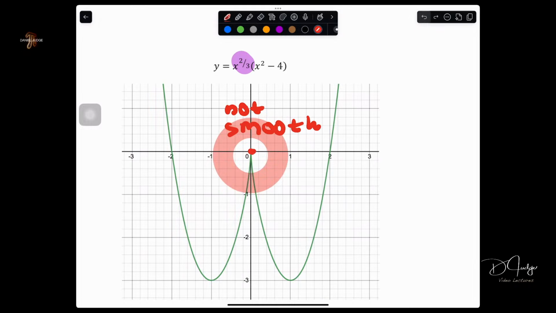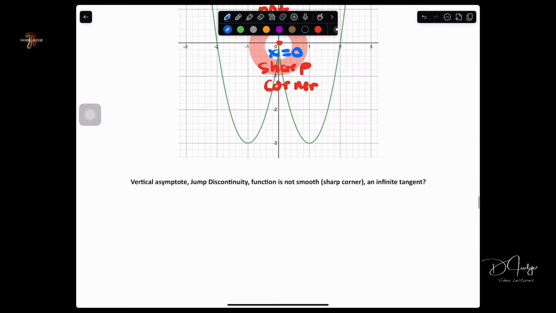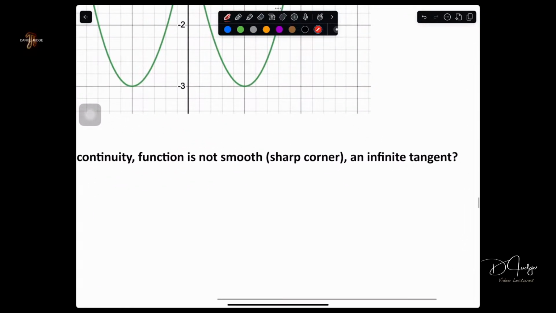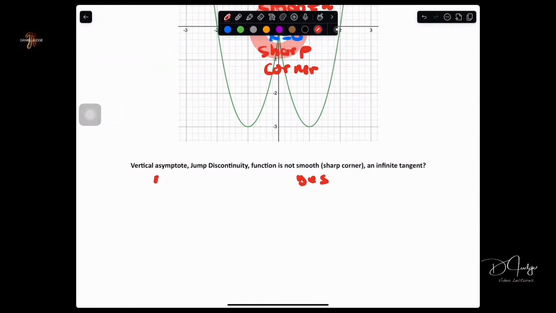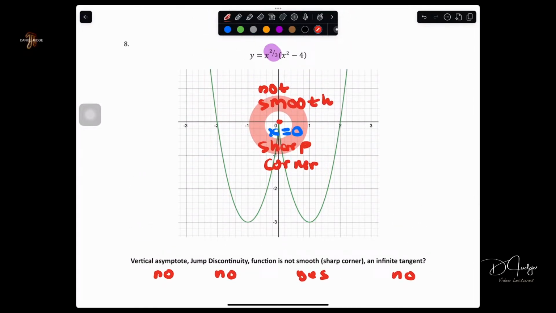So let's write that down here. At this location, that happens at x is 0. There's your location. You've got a sharp corner there. What that means is, is there a location where the function is not smooth? The answer is yes. Not being smooth means you have a sharp corner. There's no vertical asymptotes, no jump discontinuities, and no infinite tangents. But you do have a sharp corner there at x is 0.